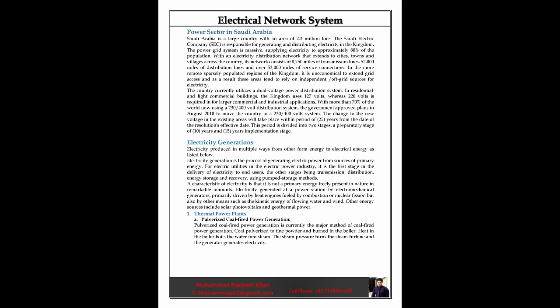1. Thermal power plants. A. Pulverized coal-fired power generation. Pulverized coal-fired power generation is currently the major method of coal-fired power generation. Coal is pulverized to fine powder and burned in the boiler. Heat in the boiler boils the water into steam. The steam pressure turns the steam turbine and the generator generates electricity.